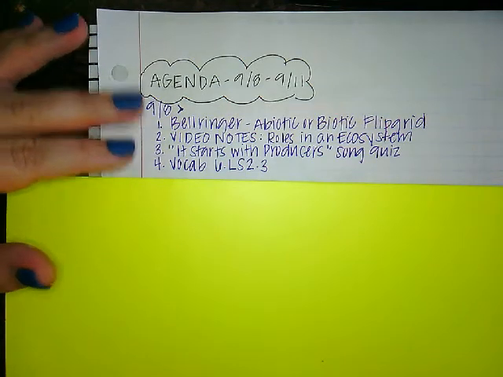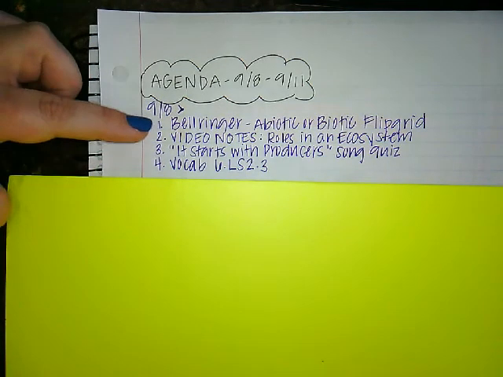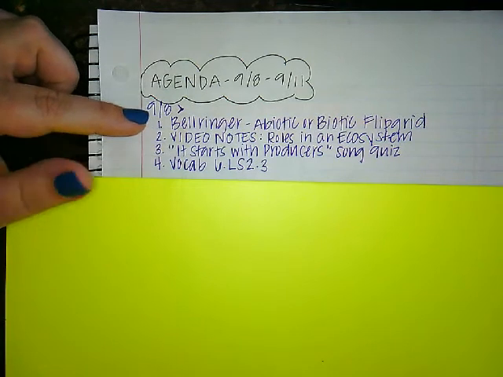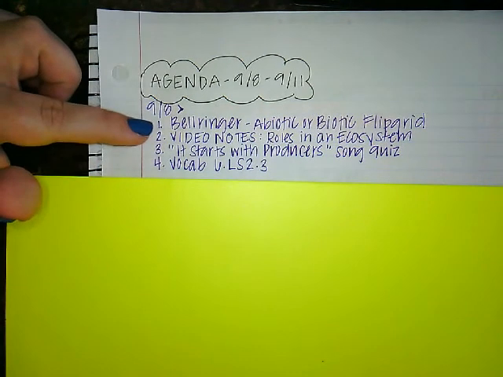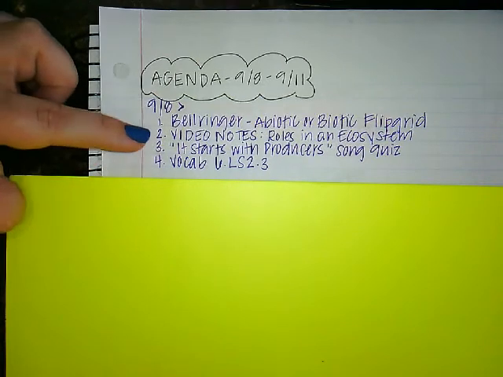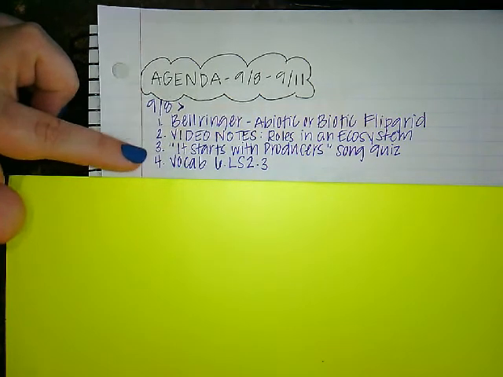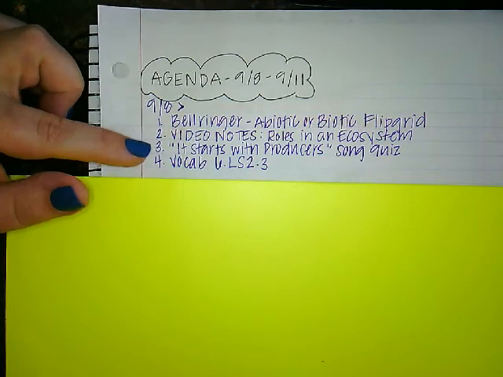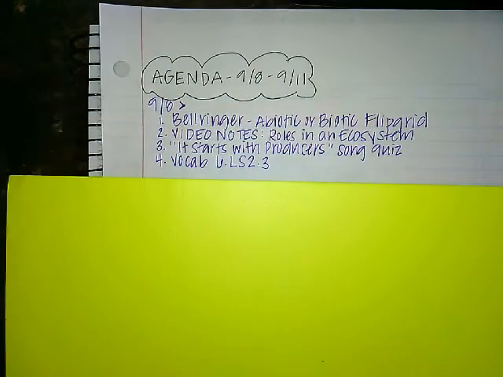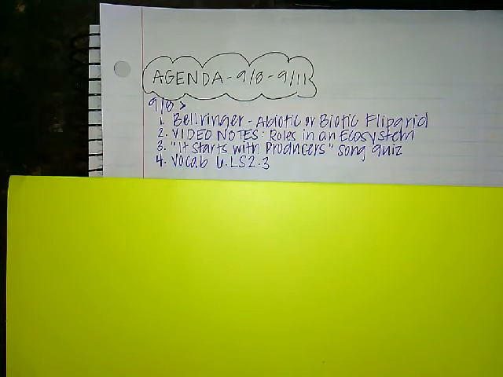So you have a couple different things to do today. You have a bell ringer. That's actually a Flipgrid, and it's our first time using that. Directions for that will be on Canvas under Module 1. The date is 9/8. Then you are going to come here for video notes with me. After that, you have a little song and quiz, and then we're going to do some vocab. So I'm going to walk you through numbers 2 and 4 in this video.